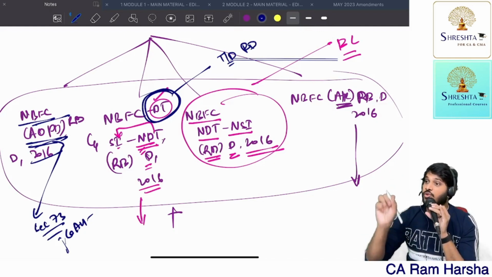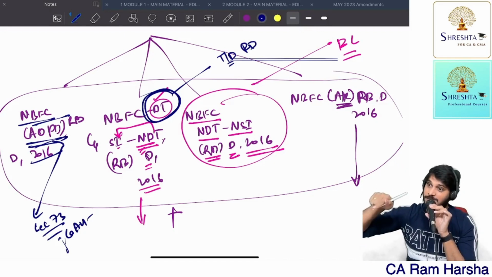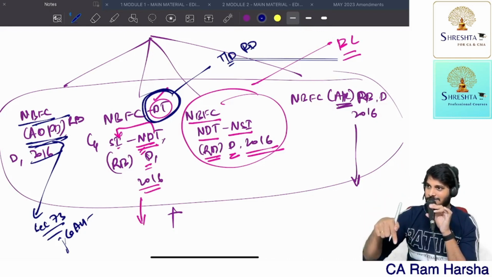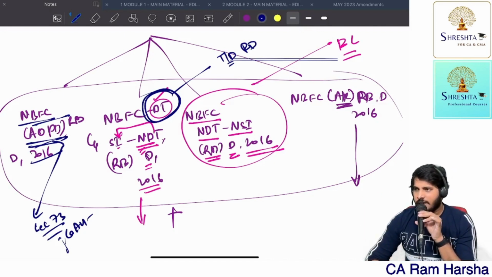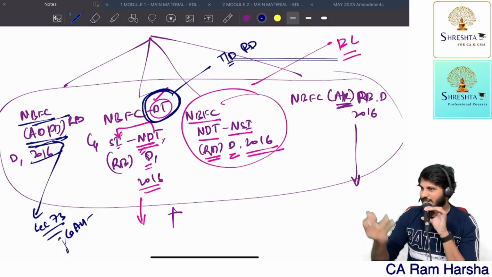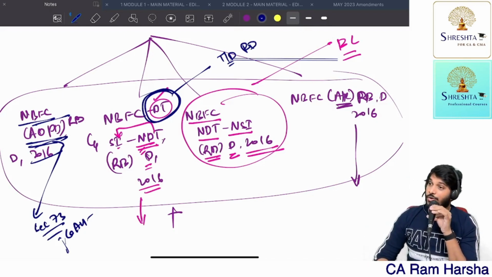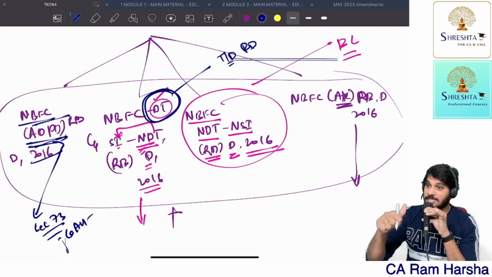Whether guidelines issued by RBI are complied. Guidelines issued by RBI are applicable for which companies? NBFCs. Able to understand? Why would RBI get involved if Adani Group is raising deposits from the public? They don't get involved. So in CARO, 5th clause, 3rd point, whether RBI directions are complied. This is in the context of which type of companies?